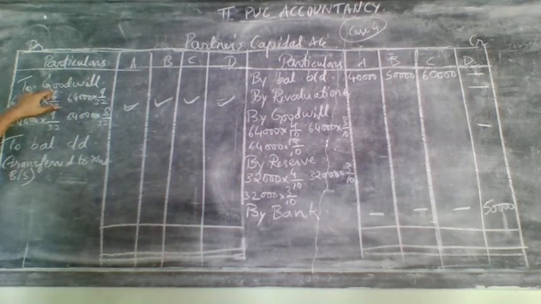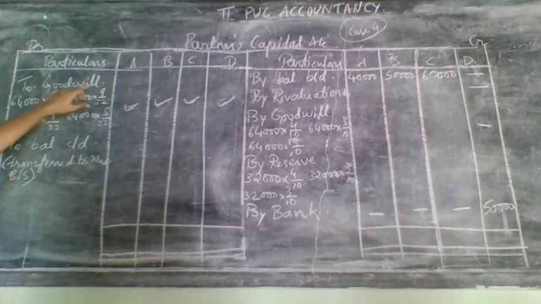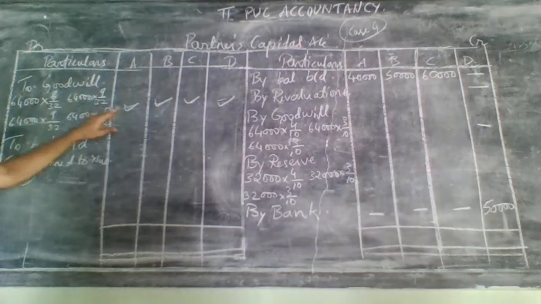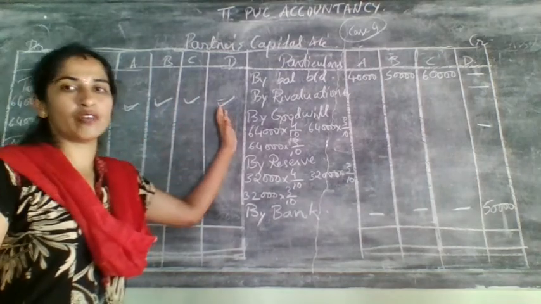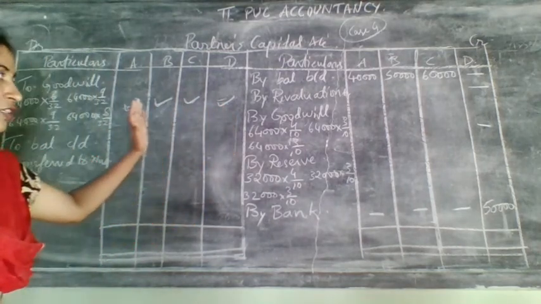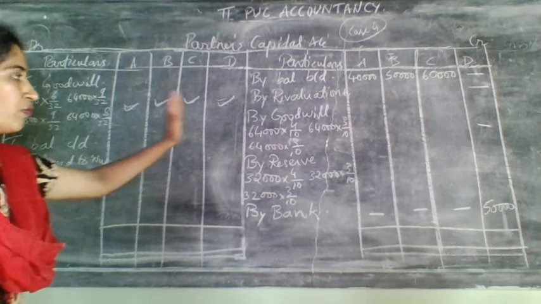64,000 into their new ratio 6 is to 9 is to 9 is to 8. So 64,000 into 6 by 32, 6 plus 9 plus 9 plus 8, it will come 32. 6 by 32, 9 by 32, 9 by 32 and 8 by 32. All the 4 will get goodwill here. This was the major adjustment here. All the 4 will get.